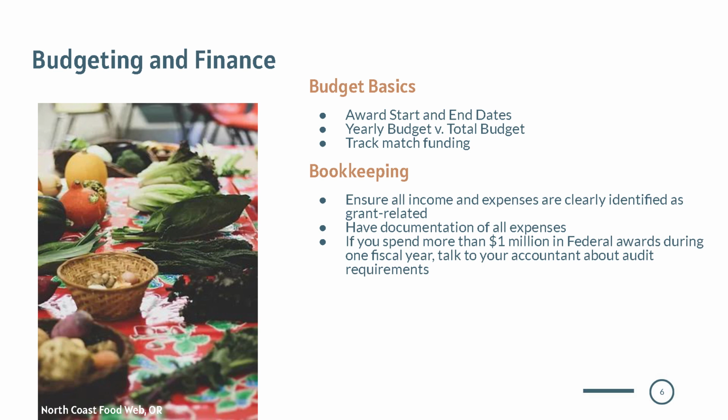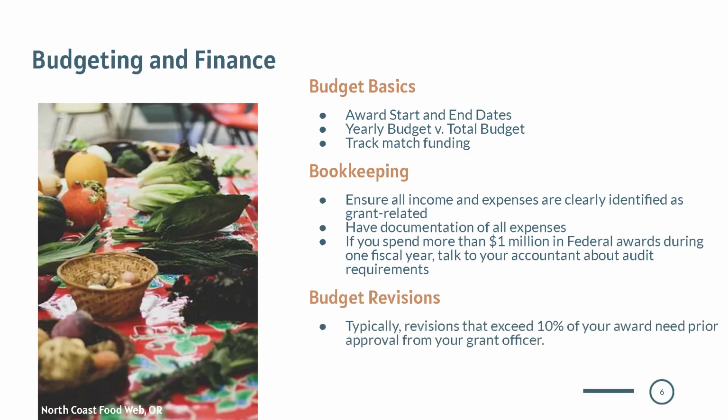If you requested indirect costs as part of your grant, you can request a percentage of your payment request as indirect. This funding is available for you to use at your discretion to support your organization's needs. If your organization spends more than $1 million in federal funds during a fiscal year, be sure to talk to your accountant about audit requirements. Lastly, let's talk about budget revisions. If you need to make a revision that's 10% or greater of your total award amount, you'll need to get prior written approval from your grant officer before making those changes.